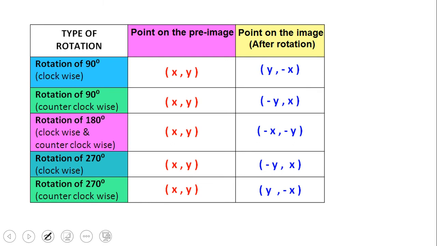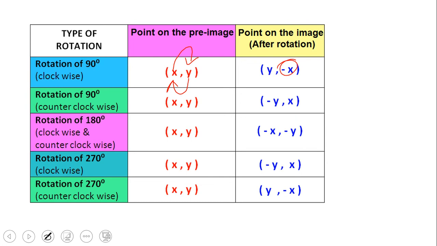So what the rule says is that if your point is (x, y), and it's indeed a 90-degree rotation clockwise, then your image after rotation is this: you take your y value and put it for the x, take your x value and put it for the y, and then you negate the x value. So switch it and negate the x value.